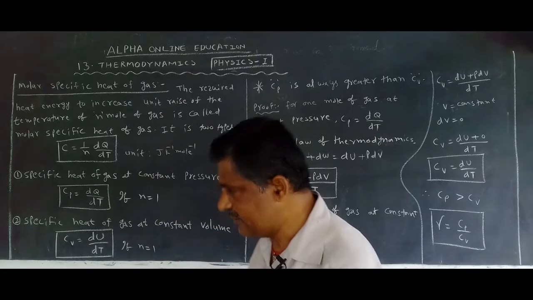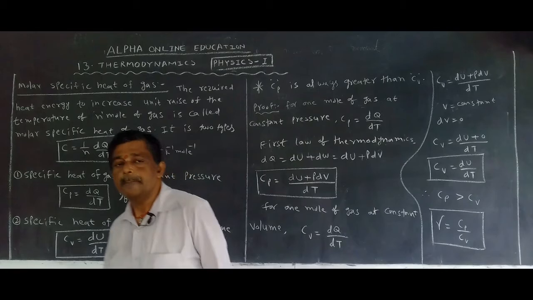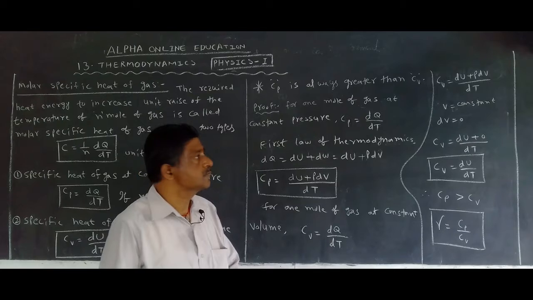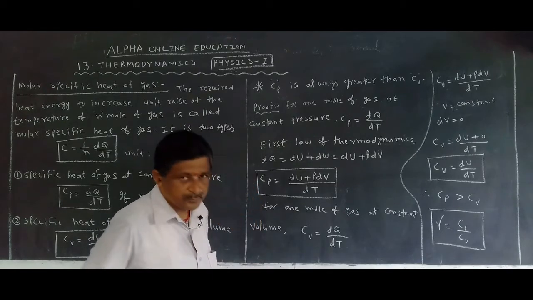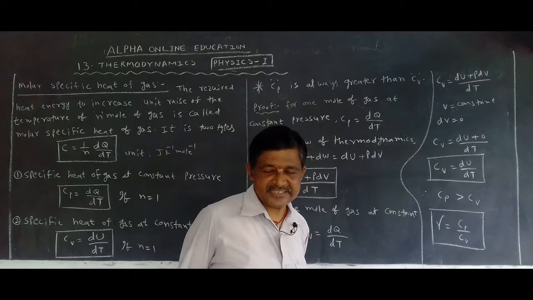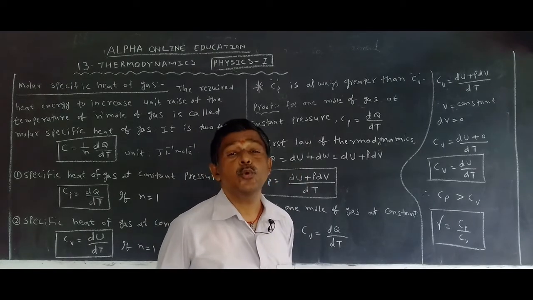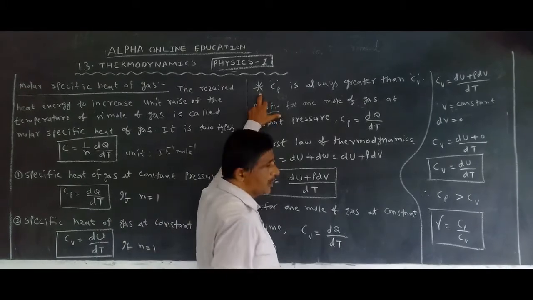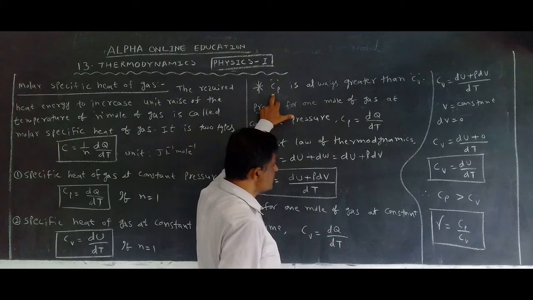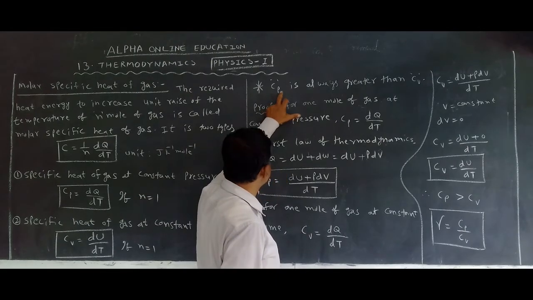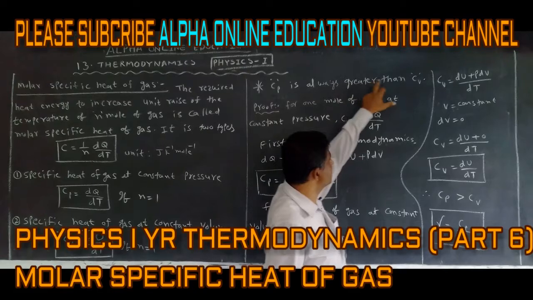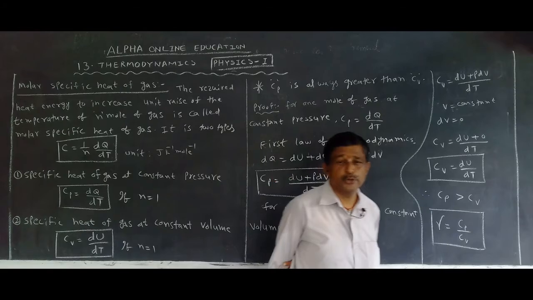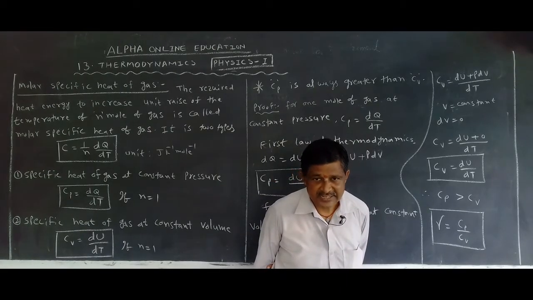This is very important, and based on that we have one 4 marks question. How can we get that? Prove that Cp is greater than Cv. Here I have marked it with a star. Cp, specific heat at constant pressure, is always greater than Cv, specific heat at constant volume.